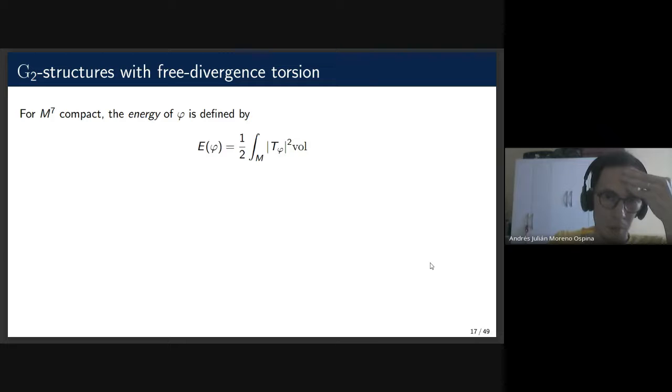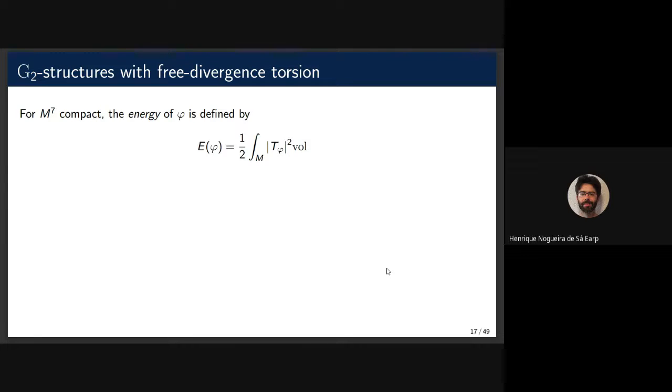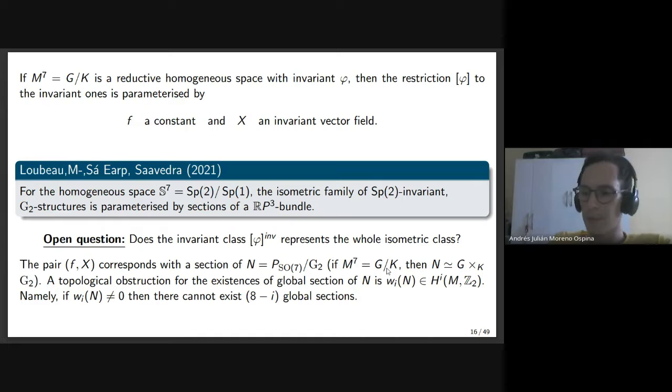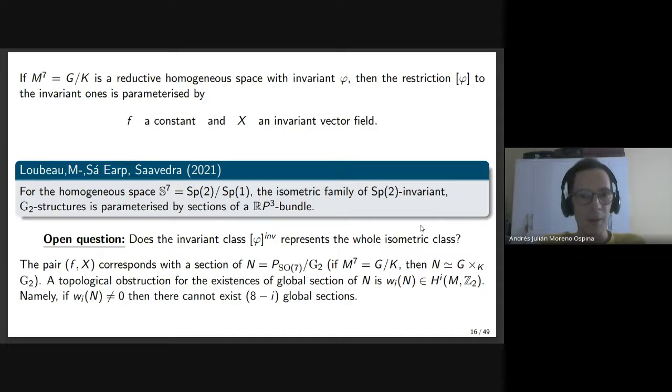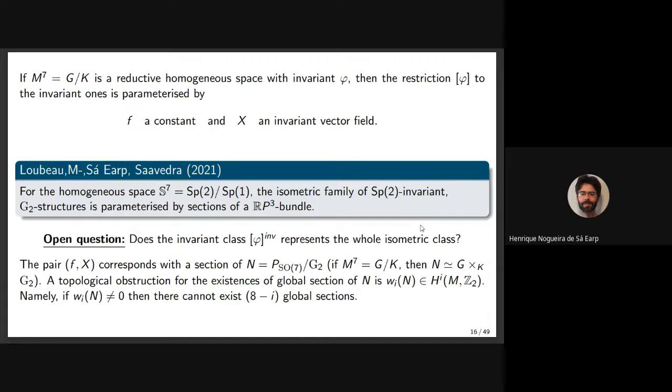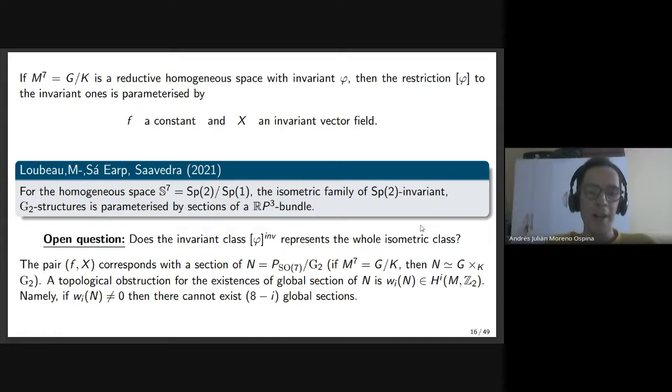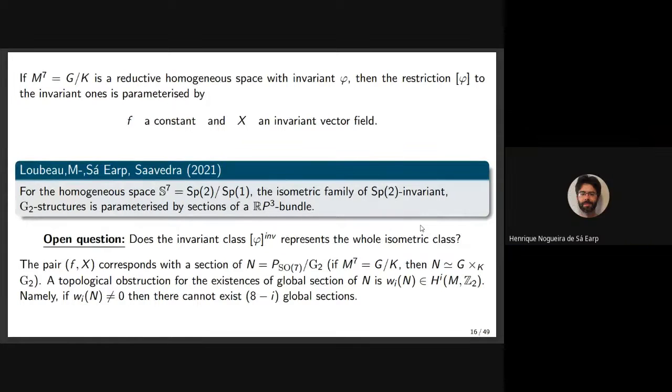Okay, so now, can I just ask a real quick question? Yes. So the first one, your w1, is the one that detects parallelizability, yeah? So it's n plus 1 minus i global sections. Yes, I think that's right, because i runs from 1 to 7, right? Okay, it's good.